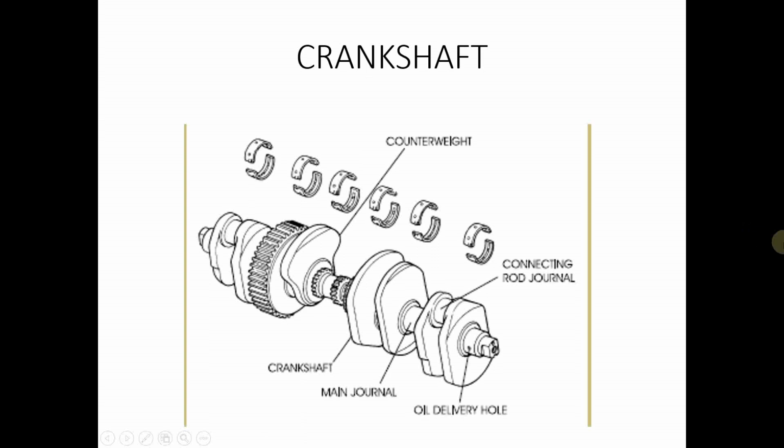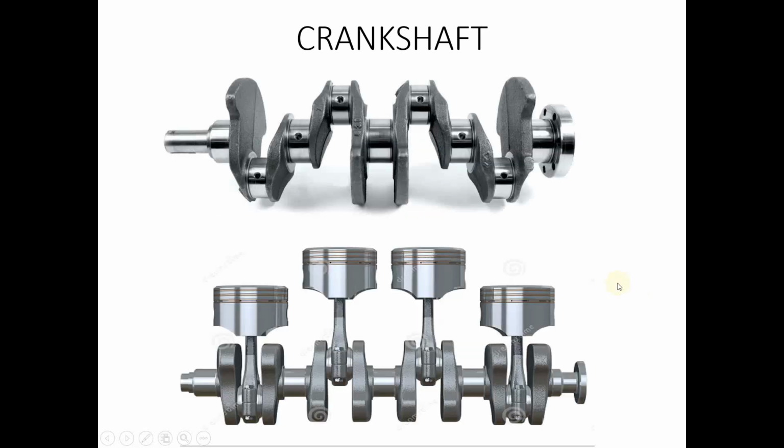You can see here the picture of the crankshaft, the main journals, and also the counterweights. They are machined into specific profile shapes. You can see here the counterweights, they are used to balance the unbalanced masses. You can see the original picture of how the crankshaft looks. You can see the holes here.